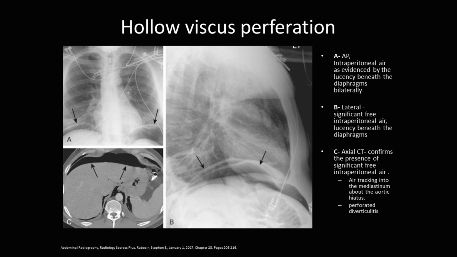So this is just more free air that I wanted to show. Right and left hemidiaphragm has free air underneath the diaphragm. And this is a lateral view of the same patient. You can see each individual diaphragm and the air that's underneath it. And then a CT scan that kind of shows what can happen with free air. It's now starting to track up through the aortic hiatus, and it's from a perforated diverticulitis.